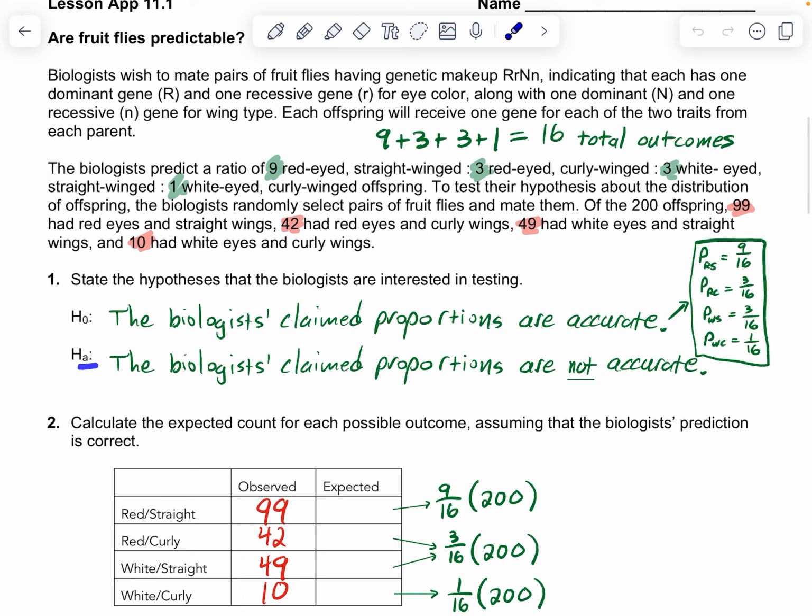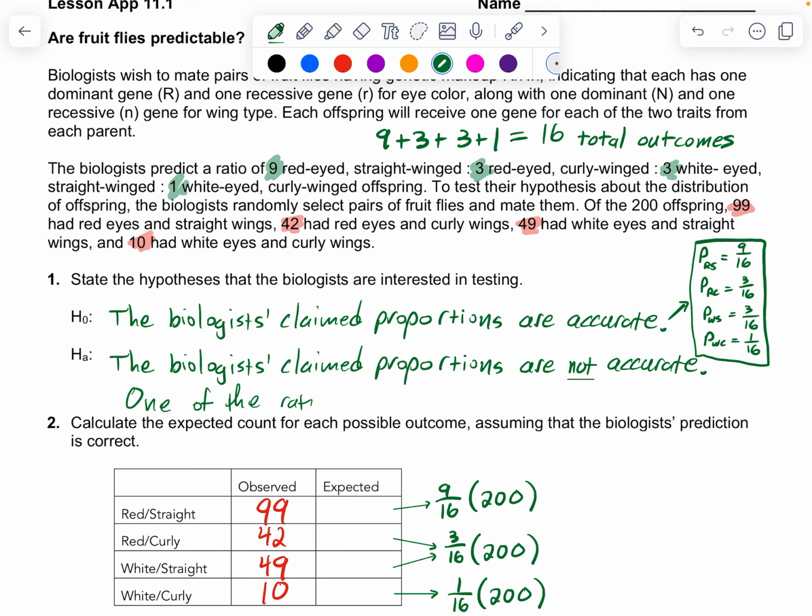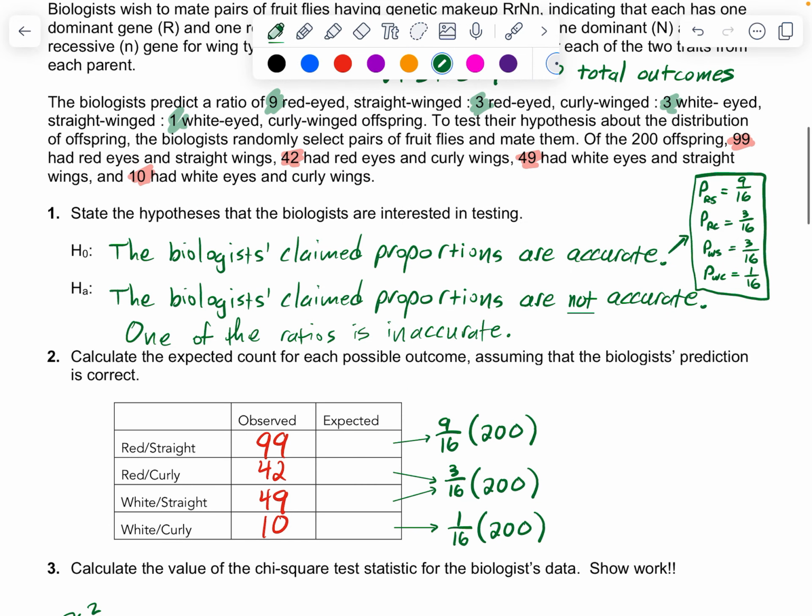And then the alternative is simply that the proportions are not accurate. You could also phrase it, and you may see it this way, like one of the ratios is incorrect. It only takes one wrong one to throw the others off as well.